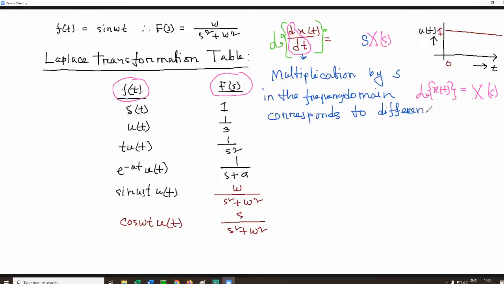Differentiation in the time domain. So frequency domain multiplication by S is equal to differentiation in the time domain. That is step number 1. Now if you go to step number 2, what it says: replace the occurrence of d by dt with S. So you have to replace the occurrence of d by dt with S.